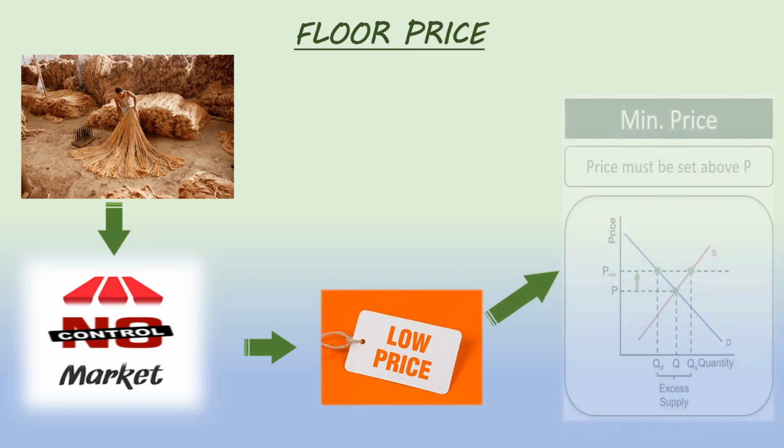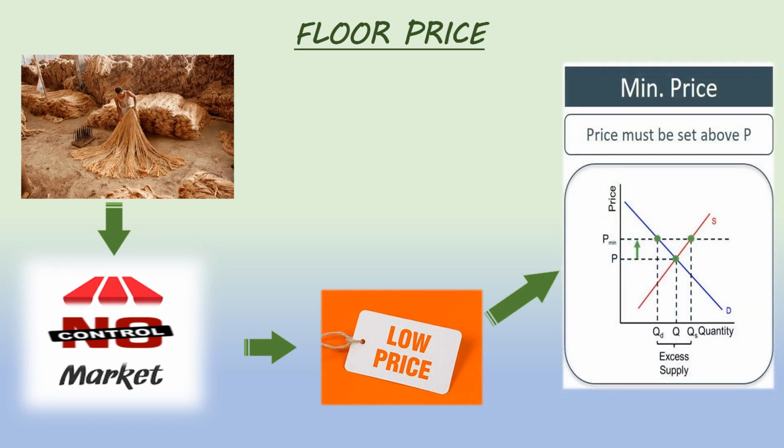Similarly, consider the market for raw jute. Suppose there is no regulation on the price of raw jute, and the price, which is determined by the equality of demand and supply, is very low, so that jute growers cannot cover their costs at this low price. In this case, to protect the interests of the jute growers, the government can determine the floor price of raw jute. Let's explain this situation with the help of this diagram.